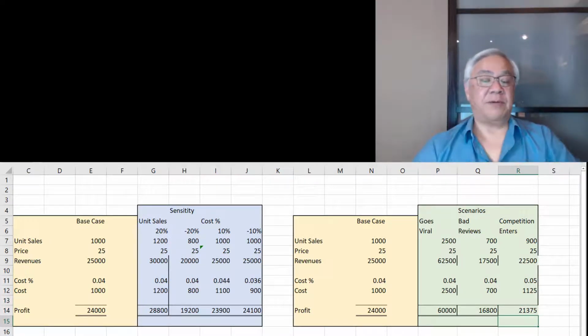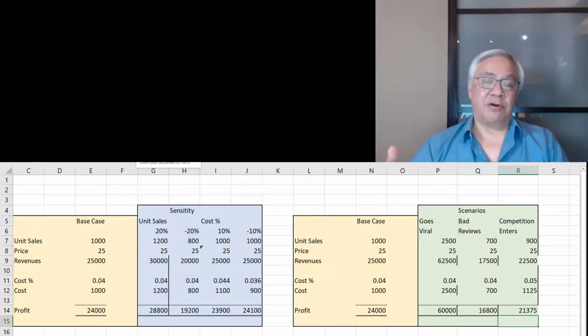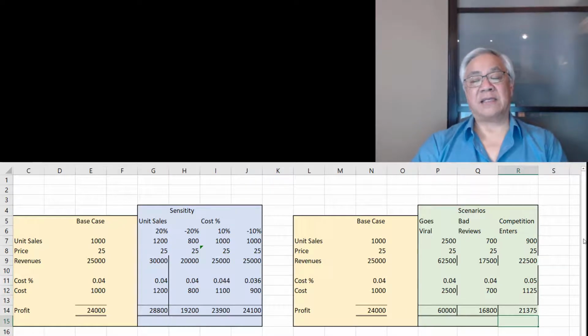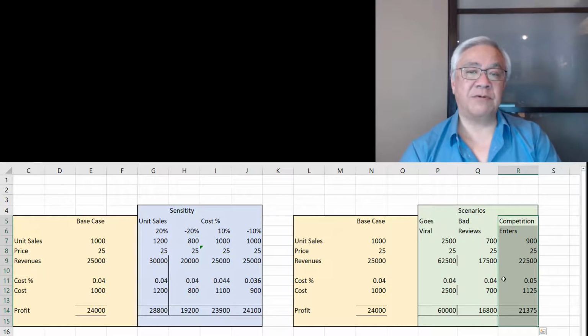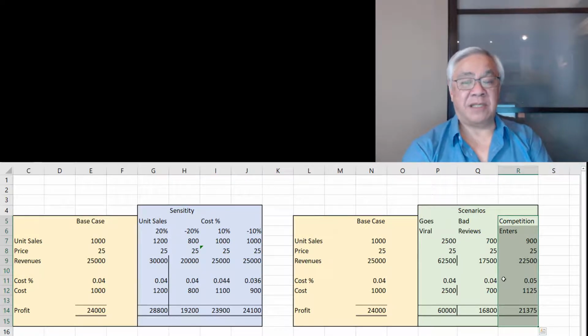So the difference between sensitivity analysis, where you take one variable and tweak it a little bit at a time to test just that factor, and a scenario, which could have multiple things changing, illustrated most by the last item here, which is the scenario of competition entering: we both take a hit in our unit sales and our cost structure goes up because they're starting to compete with us to buy raw material. So this is the difference between a scenario and a sensitivity.